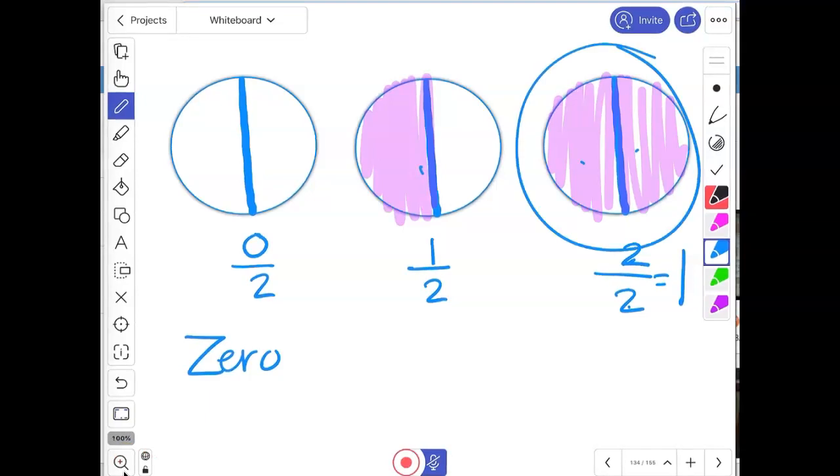Common misconception I'm seeing right now. Kids think 2 over 2 equals 2. It doesn't. It means that I have one circle broken into 2 parts, and both of them are shaded. So it actually equals 1. When the numerator and the denominator match, something magical happens.